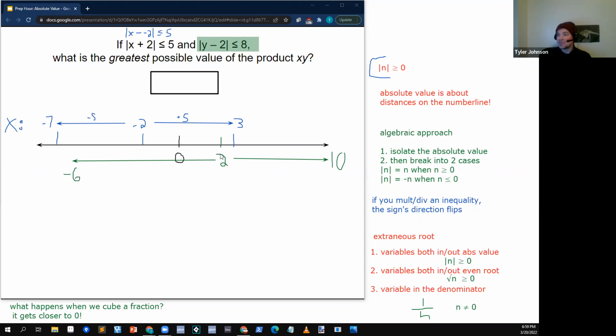The trap with these problems is that people are always going to focus on the positives and do something like 3 times 10. But that is not the greatest possible value, because look at the other side over in the negatives. If I multiply the negative 7 and the negative 6, multiplying 2 negatives will yield a positive, and that positive is bigger than the one I get with the 3 and the 10. So 42 is the biggest it could absolutely be. As an aside, what's the least possible value for xy here?